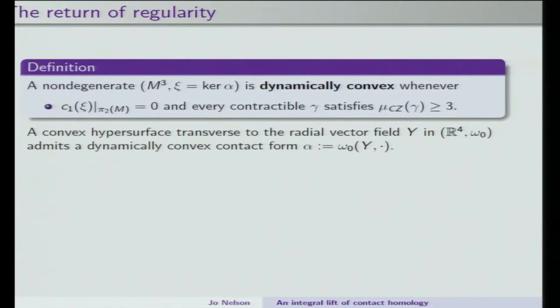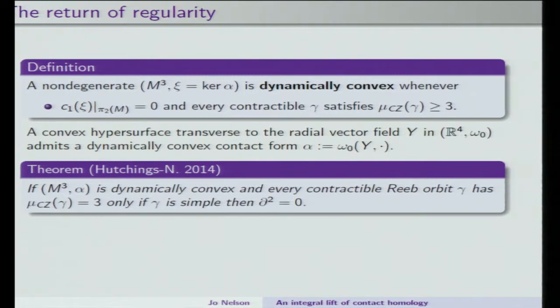And an important class of dynamically convex contact forms are going to be convex hypersurfaces in R4 that are transverse to the radial vector field. So that's obviously a non-empty set of dynamically convex contact manifolds. And then the theorem that Hutchings and I proved is that for dynamically convex contact 3-manifolds, we can prove that d squared is 0.